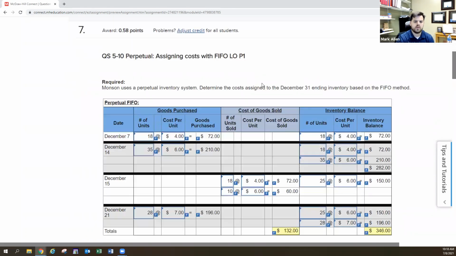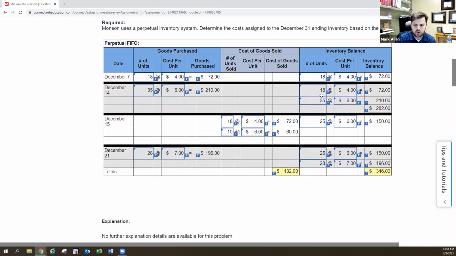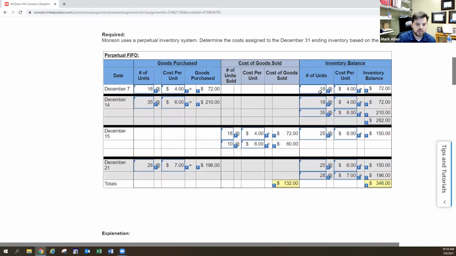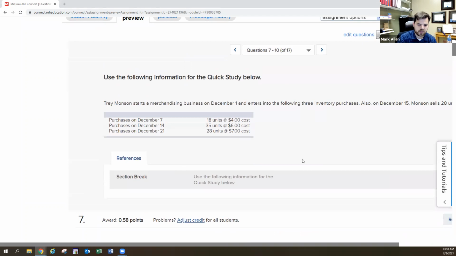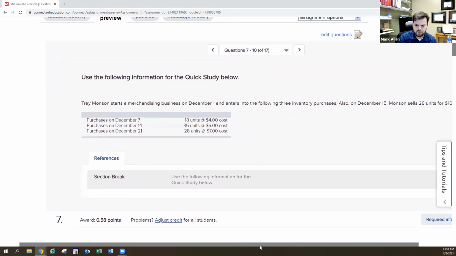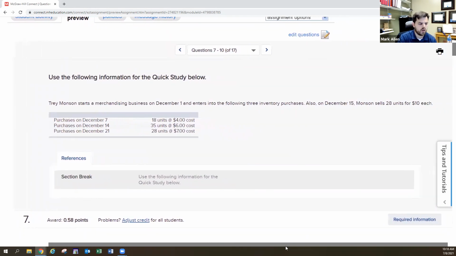So here we see we are using perpetual assigning costs with FIFO. This question is going to work extremely similarly to what we saw before. So if you want to, go ahead, take a picture of this up top as we go through this next piece, because I can't fit it all on the same screen.